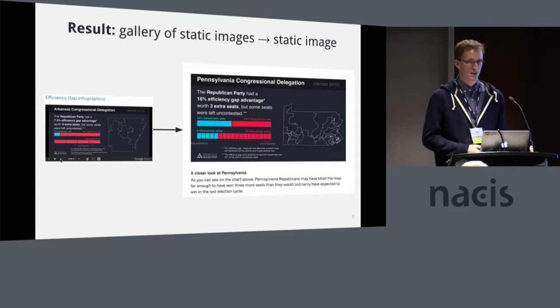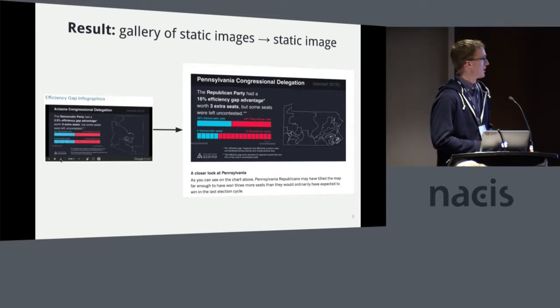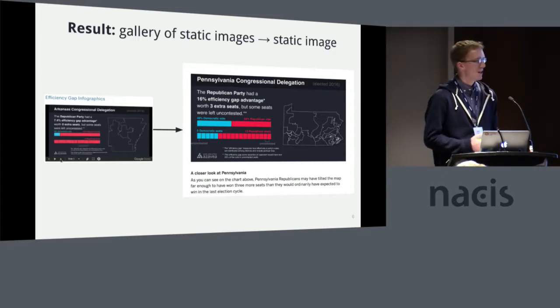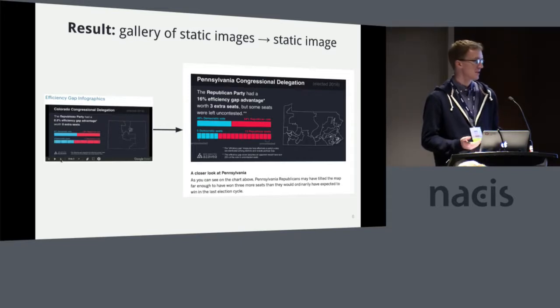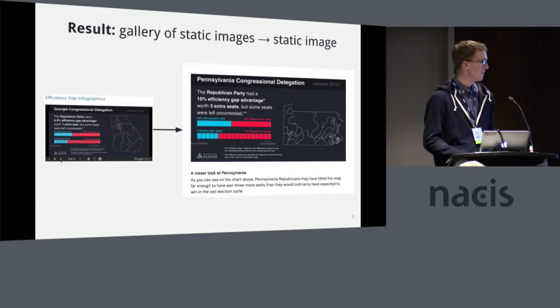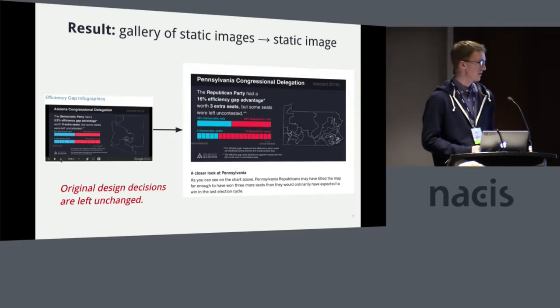But an interesting thing happened cartographically when these graphics were brought from where we published them to the actual platform that had a real audience, which was the newspaper. The gallery of static images just turned into a single static image for the location the journalist was interested in. So a lot of the design decisions we made early on were left unchanged.